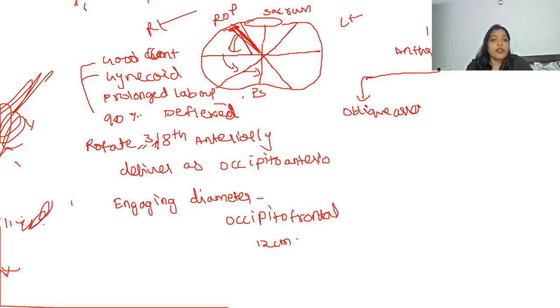Oblique arrest, they are not rotating either anterior nor posterior. They're just remaining in that same position. Then we call it oblique arrest. And the mode of delivery for oblique arrest will be, very good, Satish, cesarean section.